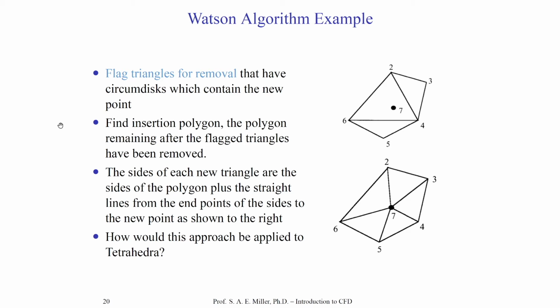Then we'll find an insertion polygon. The polygon remains after the flagged triangles have been removed. For instance, now that we have these particular triangles formed, we would remove their internal connectivity and create connectivity from the newly inserted point, point 7, to 2, 3, 4, 5, 6, respectively. You can see that we've actually improved the quality of the original mesh before the insertion and changed the connectivity to the new one.